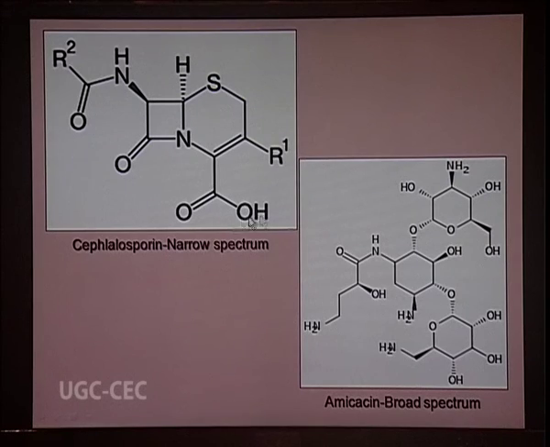But in case of broad spectrum, they are able to inhibit the growth of both gram-positive as well as gram-negative ones, like amikacin, neomycin. So they will be more effective for antibiotic-resistant bacteria. Of course, they will be more effective, and they have much lesser toxicity as well. Right. Then classification according to their nature or source.